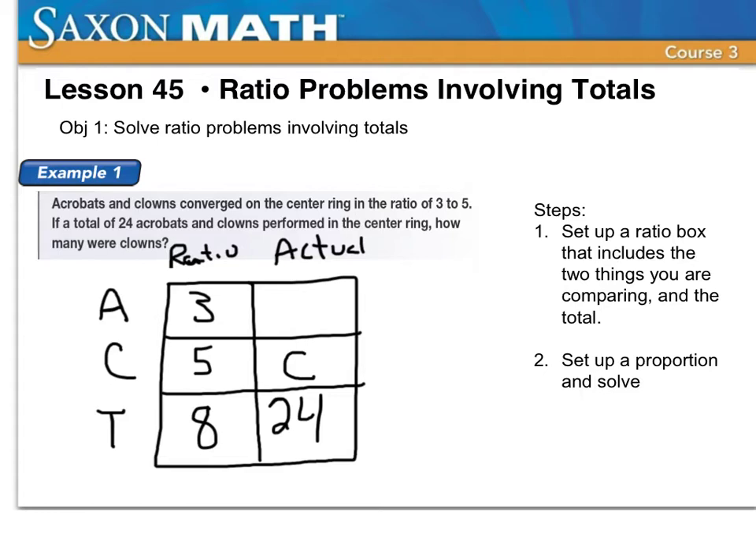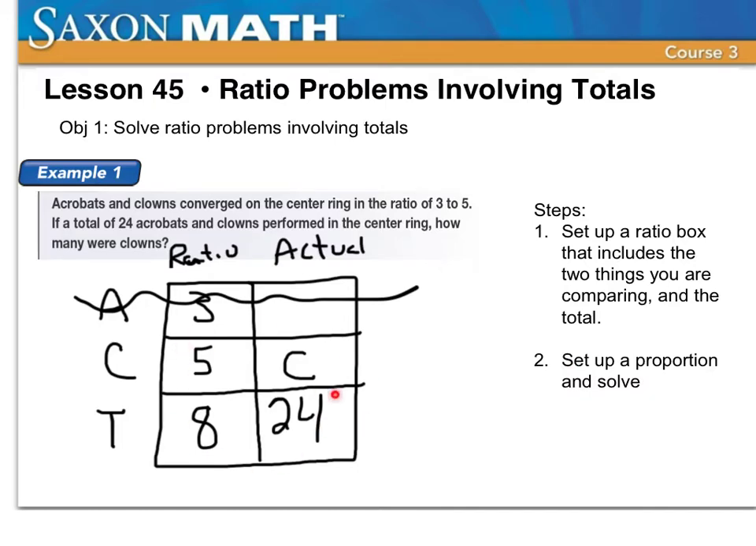Alright, now we've got all the information that we need. Alright, so what we're going to do is the spot that says acrobats, we're not worried about the actual number of acrobats. Okay, we're worried about the actual number of clowns. So we're going to cross out the acrobats part. And we're only going to deal with the stuff that's down here. Okay, so that's step 1. We set up our ratio box. Now step 2 says to set up a proportion and solve.